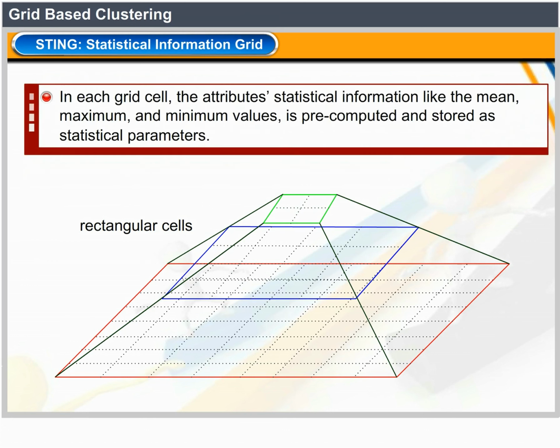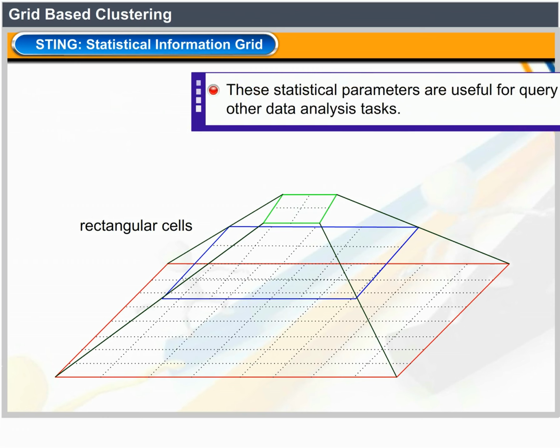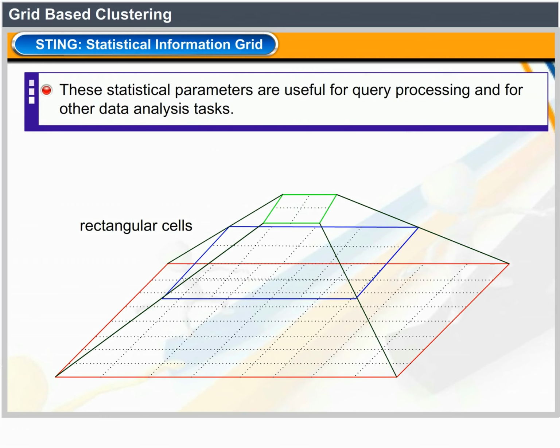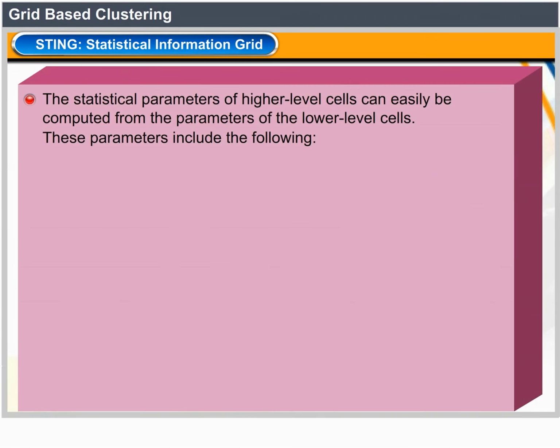Statistical information regarding the attributes in each grid cell, such as the mean, maximum, and minimum values, is pre-computed and stored as statistical parameters. These statistical parameters are useful for query processing and for other data analysis tasks. The statistical parameters of higher-level cells can easily be computed from the parameters of the lower-level cells.